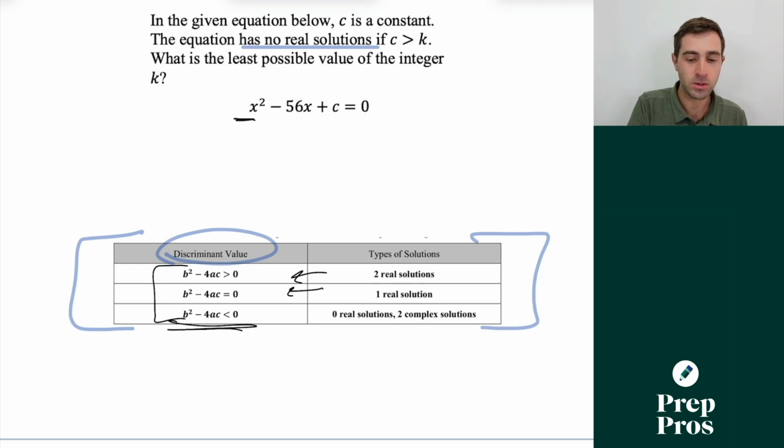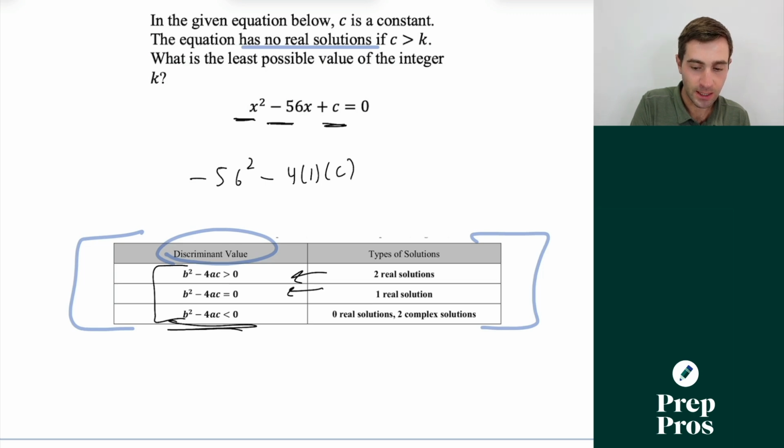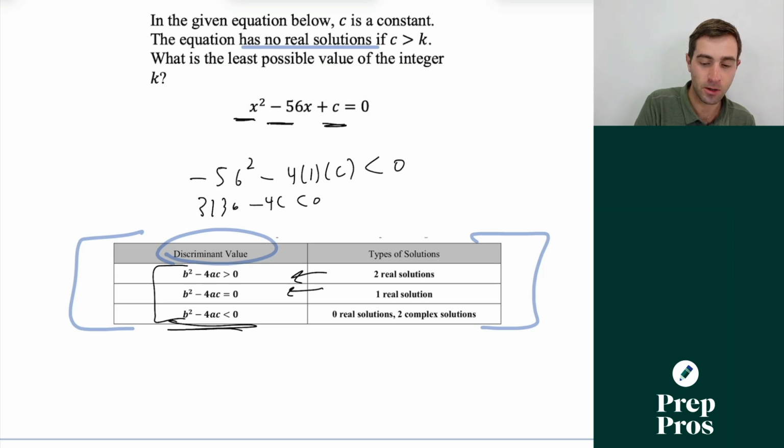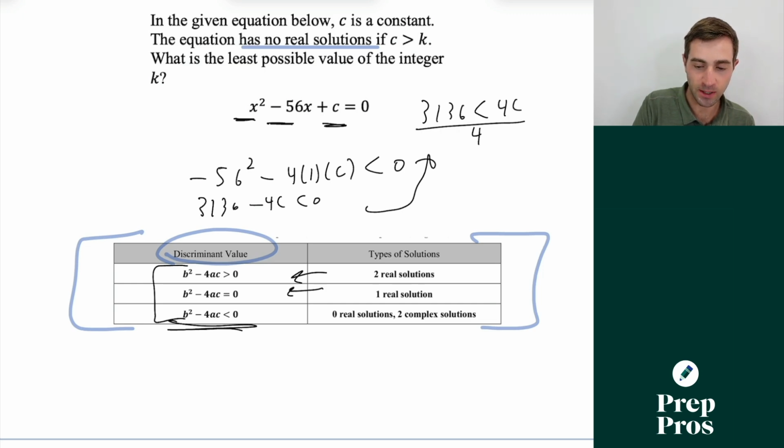So here our a value is 1, b is negative 56, and c is c. So we're simply going to do negative 56 squared minus 4 times 1 times c is less than 0. And so from here, as long as we can punch this in the calculator properly, we should be able to work through. This is going to give us that 3,136 minus 4c is less than 0. We're going to jump over here. 3,136 is less than 4c. We can divide both sides by 4. And when we do so, we are going to get that 784 is less than c.